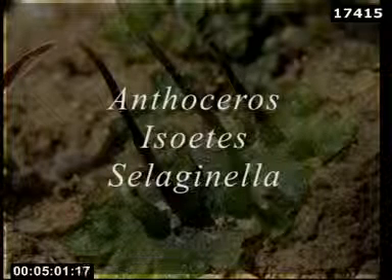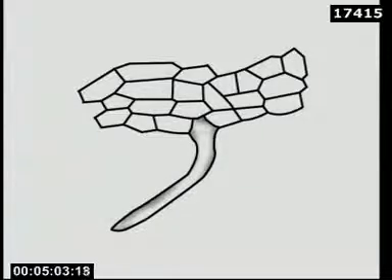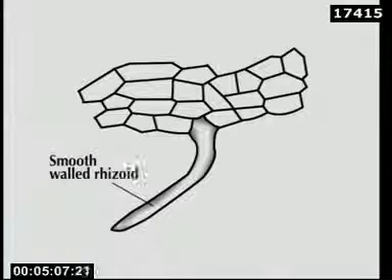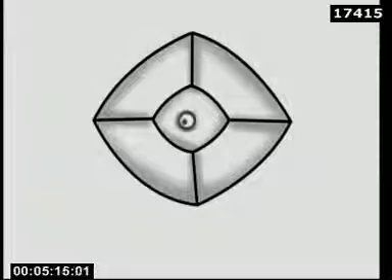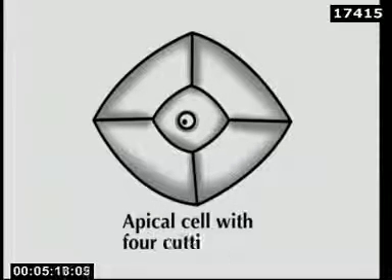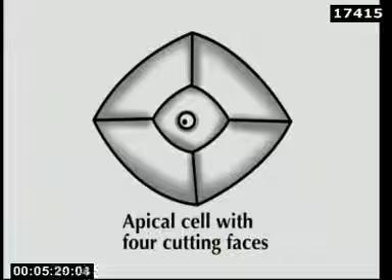On the ventral surface of the thallus, there are many rhizoids, which are unicellular and smooth-walled. Tuberculate rhizoids and ventral scales are totally absent. The growth of the thallus is due to a single wedge-shaped apical cell or a marginal meristem, where each cell has 4 cutting faces.